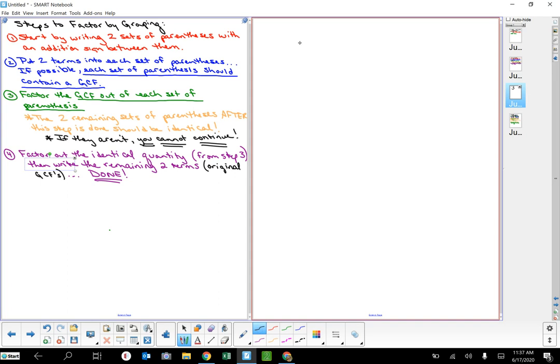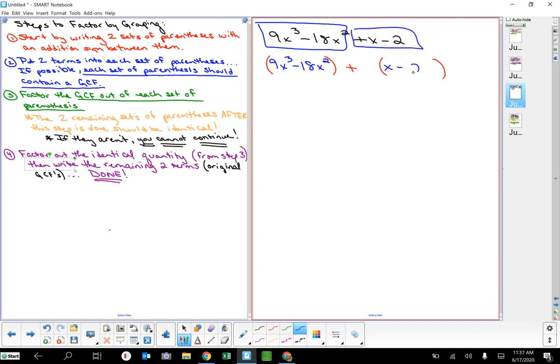All right, so we're going to factor by grouping. 9x cubed minus 18x squared plus x minus 2. All right, step 1, 2 sets of parentheses with a plus sign in between. Step 2, I'm going to factor out or write 2 terms in each parentheses that have a common factor. Well, I'm going to show you what would happen here if we take the first 2 and put them in here, and take these 2 terms and put them in here.